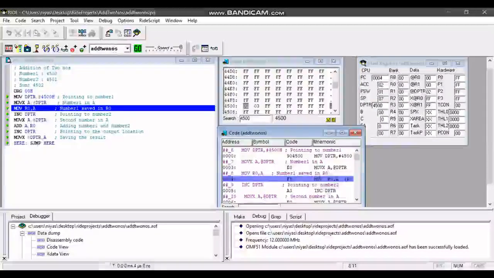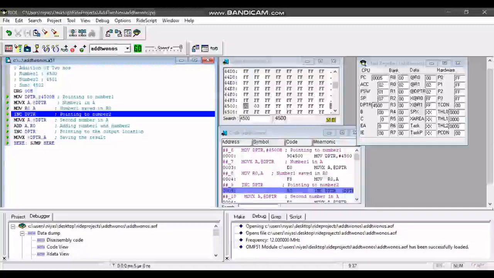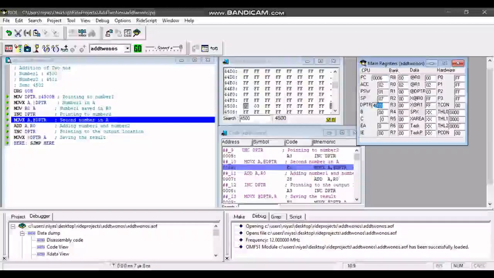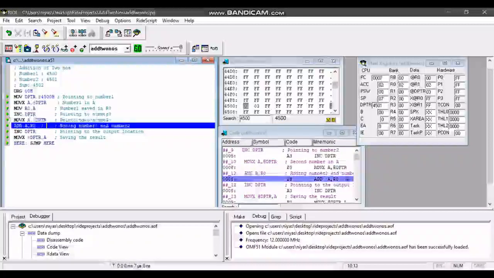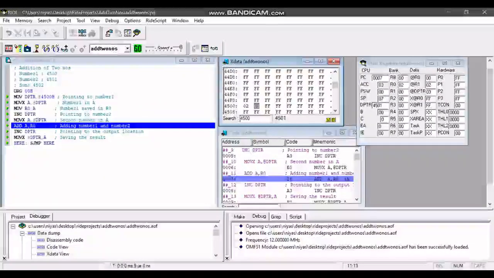It goes to the next instruction, R0. So it is going to execute that. What is the value of R0 now? If you see, R0 is 00. After executing this instruction, R0 became 2. Now the next instruction is increment DPTR. So DPTR incremented to 4501, 16 bits. Then we are loading that value to A. So the accumulator becomes 03. This value from 4501 is loaded to the accumulator.